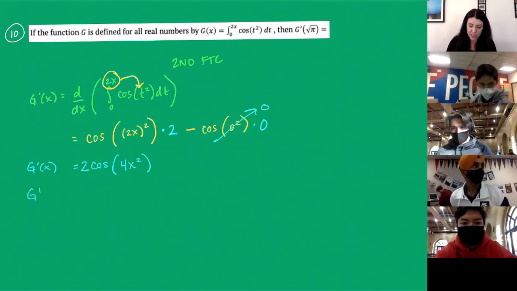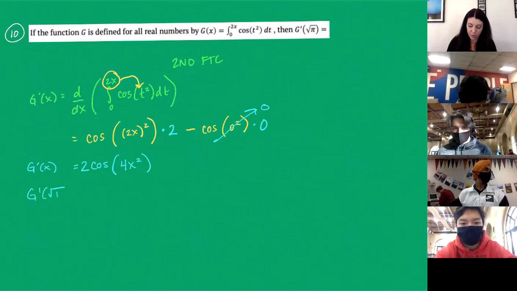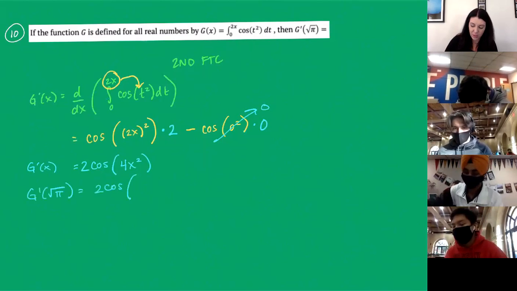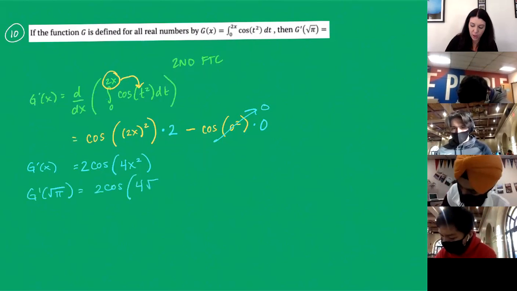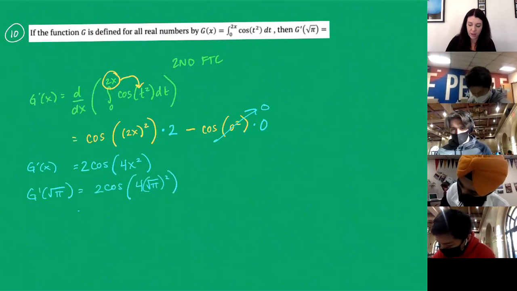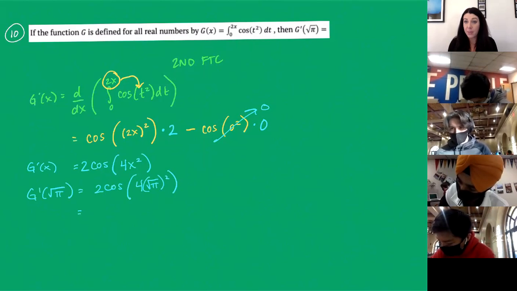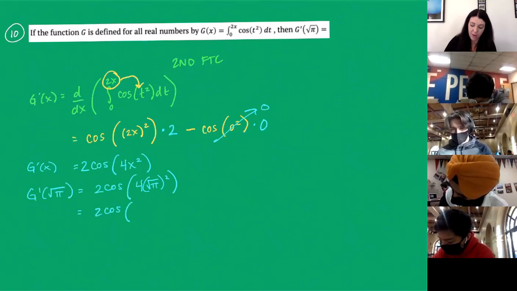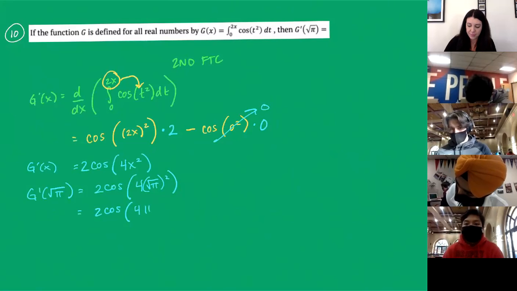Okay, finally, the question's asking us to evaluate g prime of square root of pi. That means I'm going to take this function and plug that in. So we're going to get 4 times the square root of pi, quantity squared. So now we have trig also on top of this, which can be challenging, but it's really just unit circle stuff. So make sure you go back and watch some unit circle videos if you need help on that. We can simplify this down to 2 cosine of, square root of pi squared is just pi, so we get 4 pi.